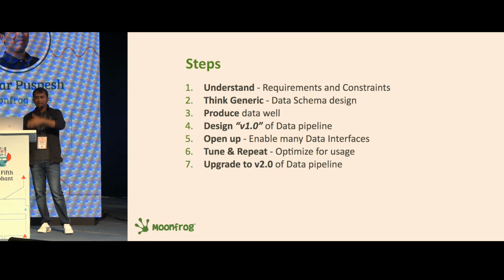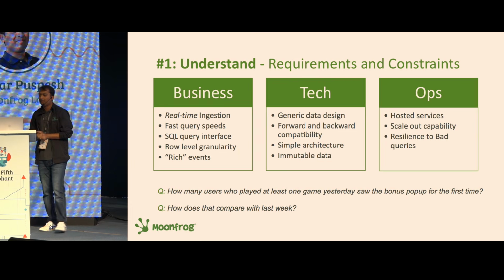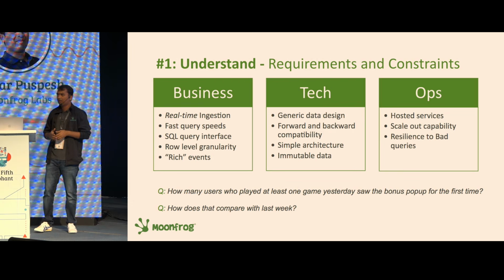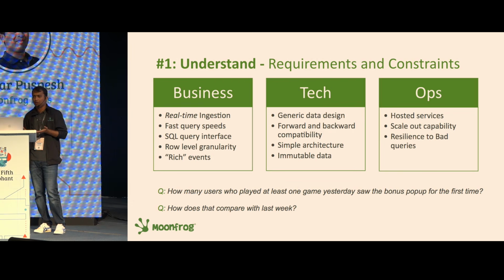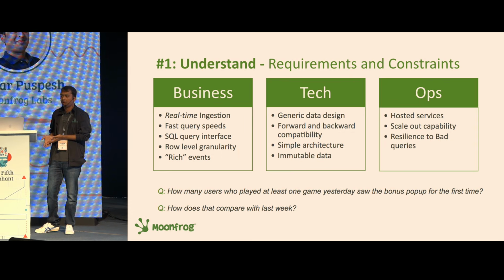So I'll go through these 7 steps, our journey primarily, and explain it in our context. So first step is understand requirements and constraints. We figured out there are 3 different verticals that we had to worry about. First is business, obviously. So what are the business requirements and constraints on day one? They wanted real-time ingestion. They needed real-time ingestion so that they can query it as quickly as possible.